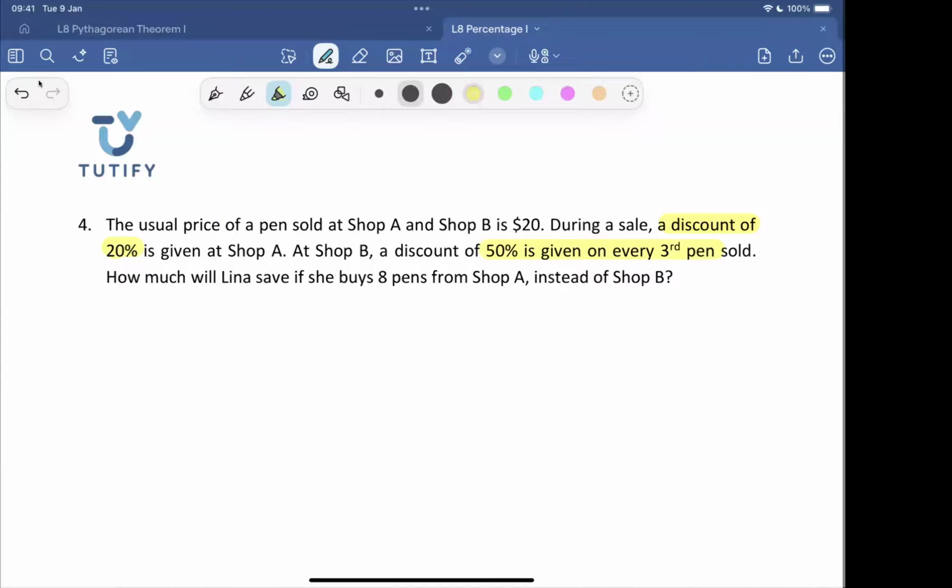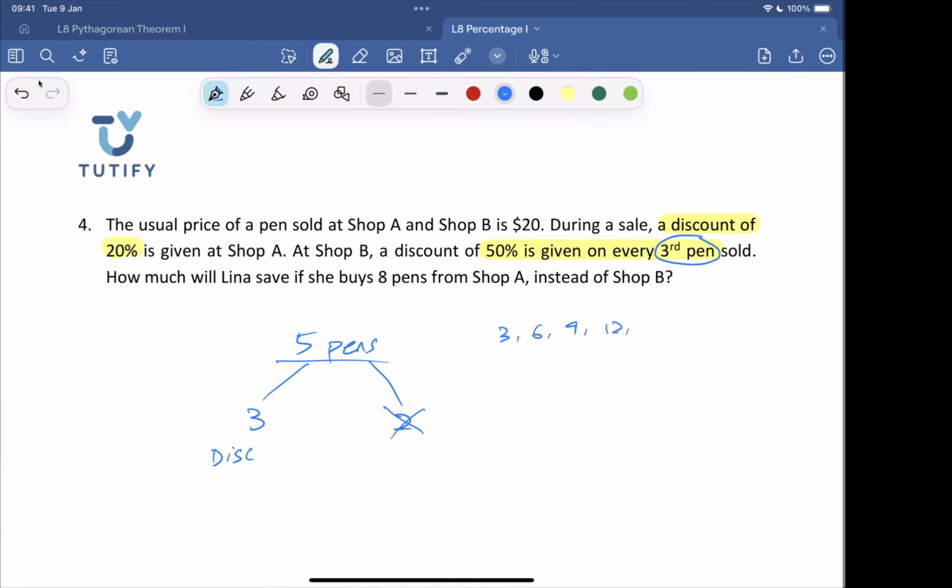Or maybe 6. Or maybe 9. 3, 6, 9. Multiples of 3. Because, students, if you buy 5 pens, what will happen? You'll split it up into 3 plus 2. So this one, you'll get a discount, discount for the third pen. But this one, you will not have any discount, because it's only the third pen. Every third pen. That means 3, 6, 9, 12, 15, and so on.